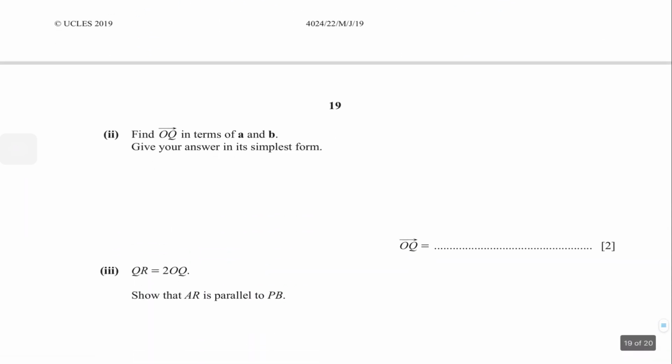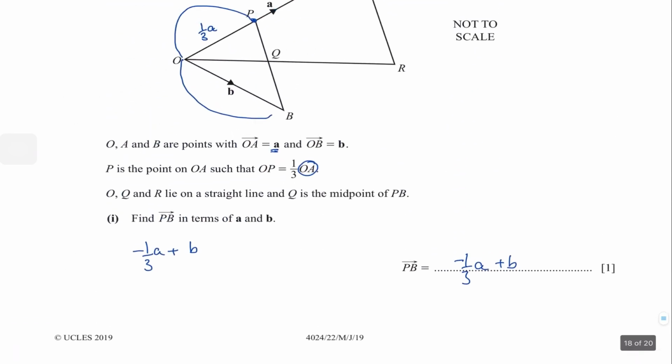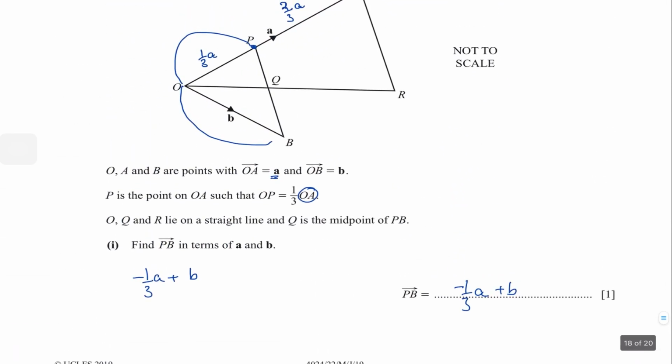Okay, in the next part the question says find OQ in terms of a and b. So OQ means that we're going to have to go from O to P and then from P to Q. Now we don't have what PQ is, but we know that Q is the midpoint of PB. So that means once we have PB, which is something that we've already calculated in part 1, we're just going to divide it by 2.